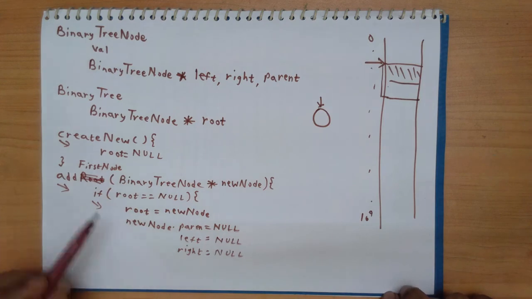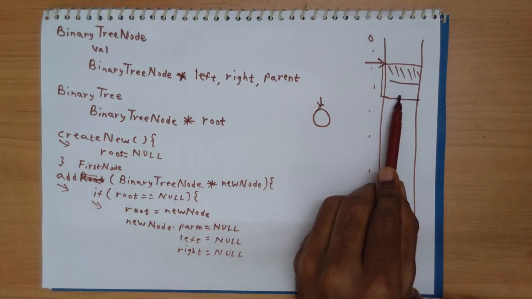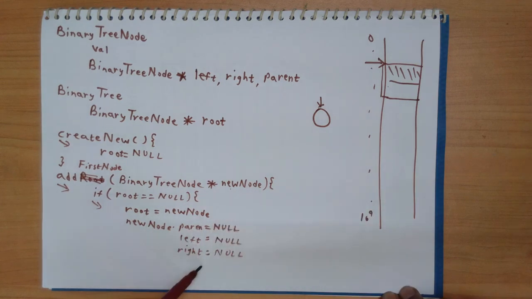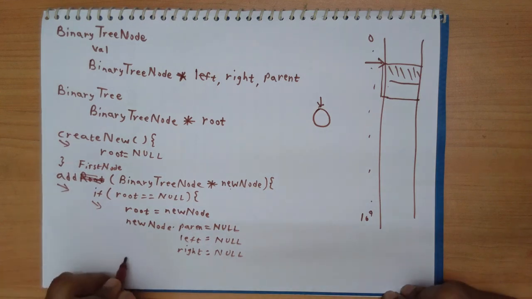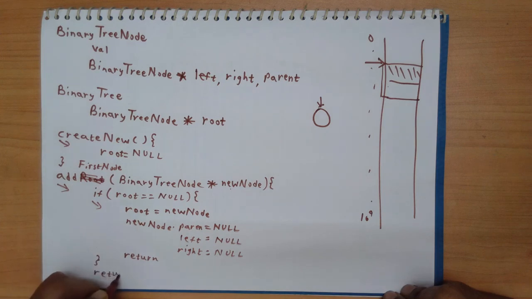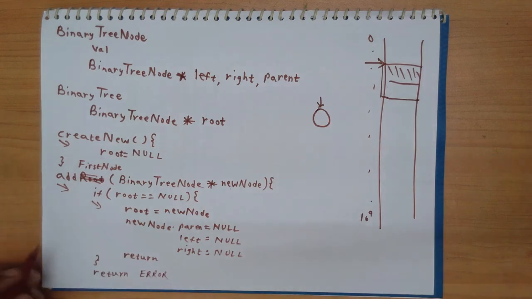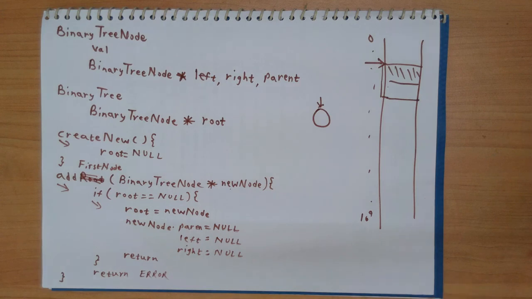Generally we would expect that the client that sends us this node should do this adjustment before, but even if it has not done it, we would do it on our own. And then we would return. Okay, we are done, so we would return, but if that's not the case, then we should return an error. So that's our function add first node.